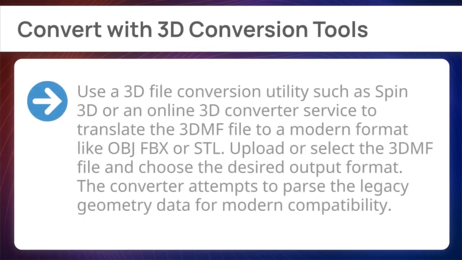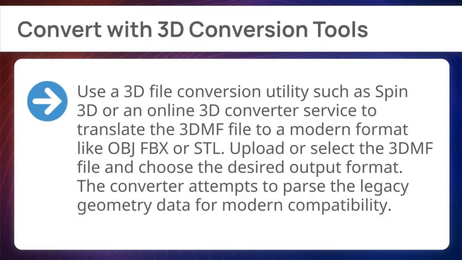Next, convert with 3D conversion tools. Use a 3D file conversion utility, such as Spin3D or an online 3D converter service, to translate the 3DMF file to a modern format like OBJ, FBX or STL. Upload or select the 3DMF file and choose the desired output format. The converter attempts to parse the legacy geometry data for modern compatibility.